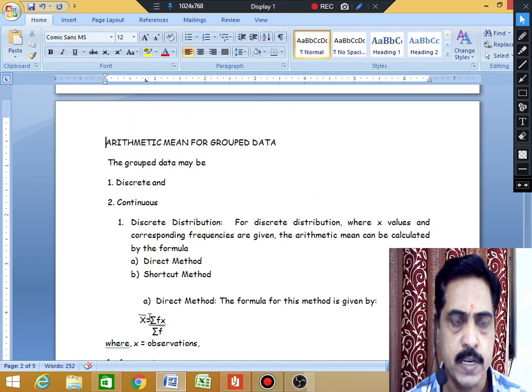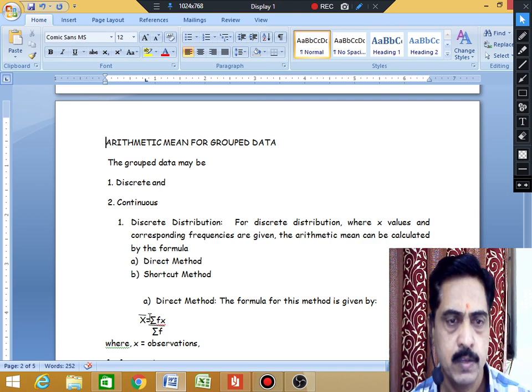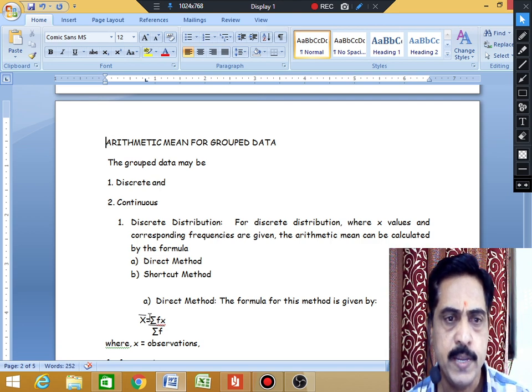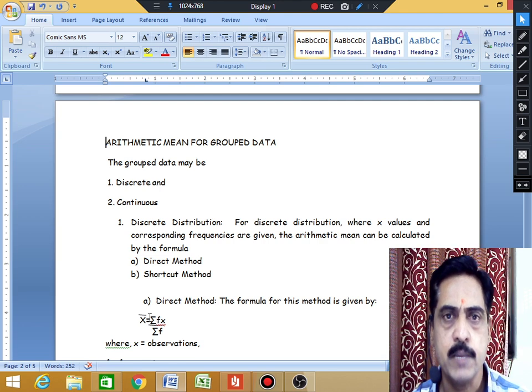Now the question arises, what do you mean by grouped data? Grouped data means, in addition to the variable values, that is x values, corresponding frequencies are also given. Such type of data is called grouped data.